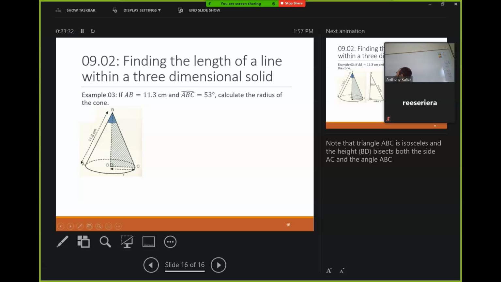Okay, let's do another. I think this might be the last example in the notes here for this section. So here's a cone, right? So if the slant edge of the cone is 11.3, and the angle at the apex is 53, we're asked to calculate the radius of the cone.